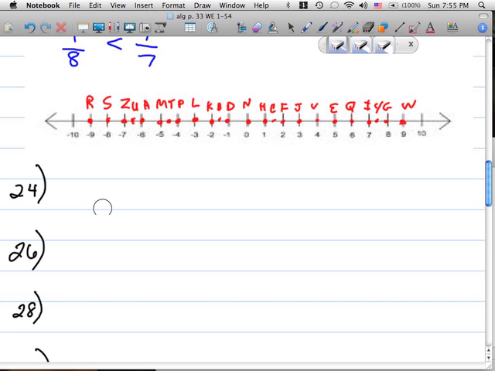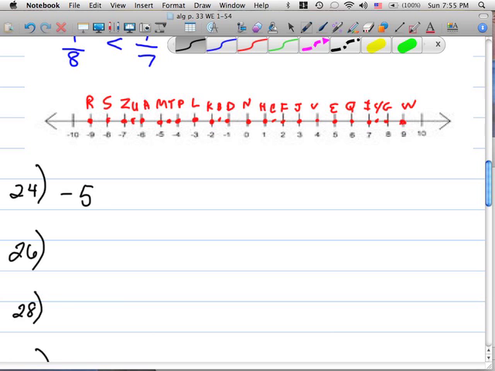Excuse me. Let's do that one again. We have -5 and 4. -5 is M, and 4 is V, so MV. Number 26, the two numbers, our coordinates are -6 and 8. -6 is A, and 8 is G.